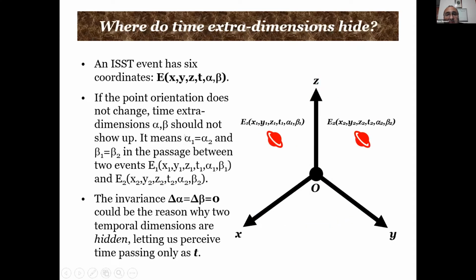Where do time extra dimensions hide? An ISST event has 6 coordinates. If the point orientation does not change, time extra dimensions alpha and beta should not show up. It means alpha 1 equals alpha 2 and beta 1 equals beta 2 in the passage between the two events E1 and E2. The invariance, delta alpha and delta beta both equal to 0, could be the reason why two temporal dimensions are hidden, letting us perceive time passing only as t.